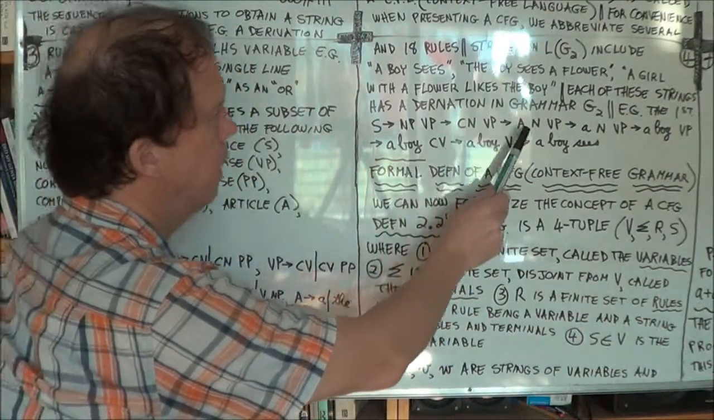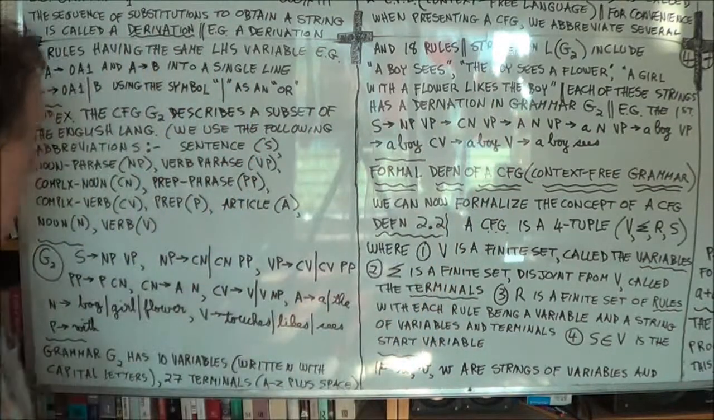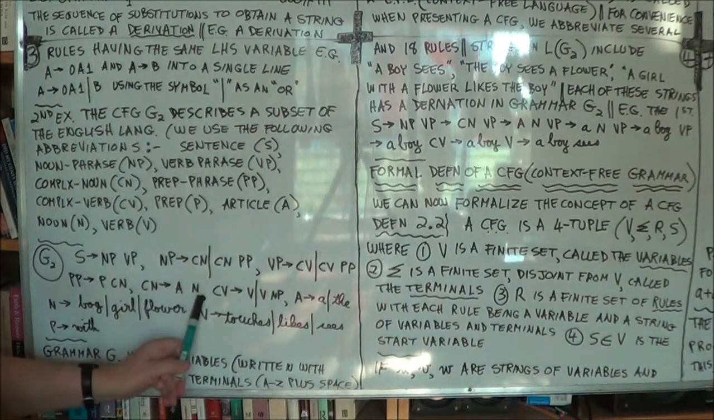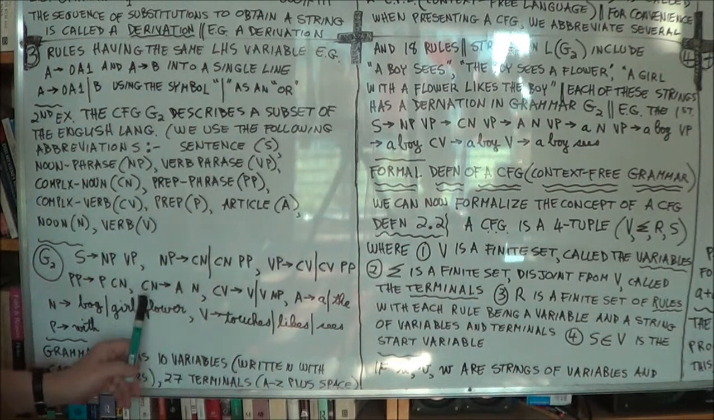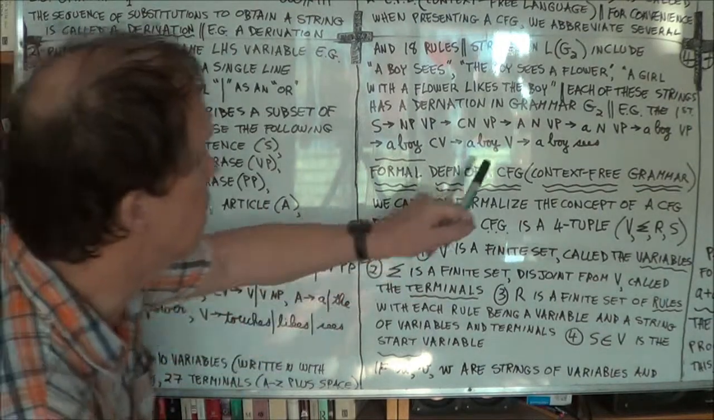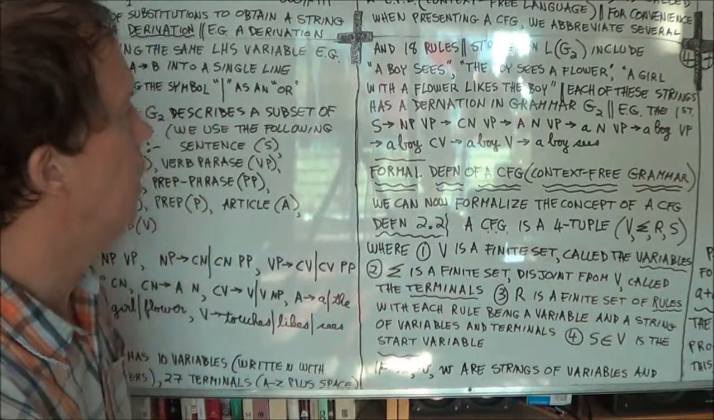Now, so Cn becomes An. Which rule is that? Cn, Cn, Cn. Yeah, here, this rule. Okay. So Cn is substituted by An. So you overwrite, if you like, Cn with An. So Cn becomes An.